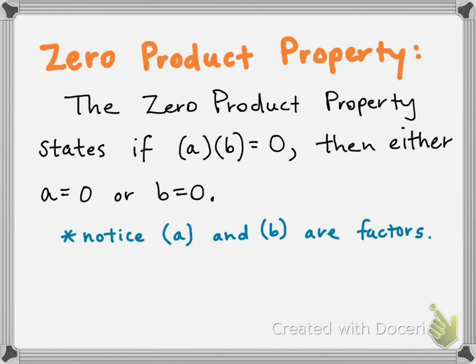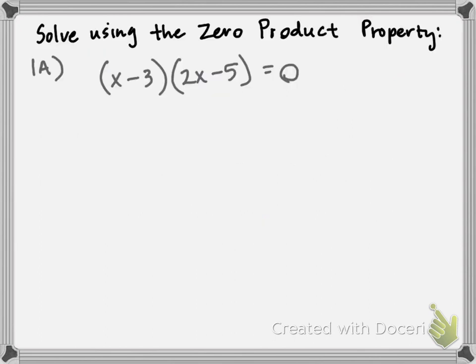Let's get started. The zero product property states that if I have factors of a times b and they both multiply to 0, then either factor a must equal 0 or factor b must equal 0. Let's see this in actual use. Going on to example 1a. Solve using the zero product property.